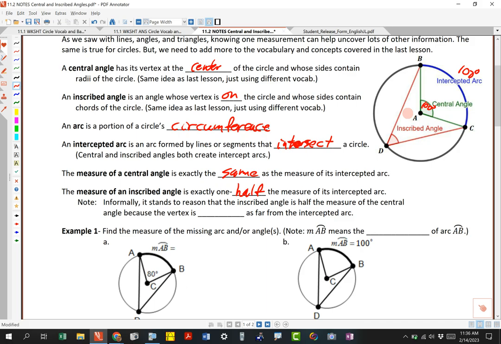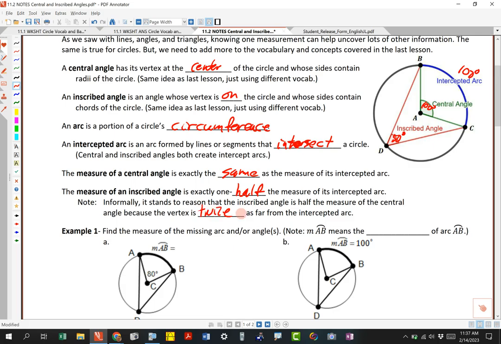Okay? Now, here's kind of a rough estimate, kind of an argument as to why this is going to be exactly half. So if that's 100, that's 100. And if this is 100, the inscribed angle is going to be exactly half of that, so it's going to end up being 50. Here's a rough reason why. It should stand to reason that because the vertex is about twice as far away from the intercepted arc, that if we move it back, it's going to shrink the size of the angle that has to intersect that. So the inscribed angle is half the measure of the central angle because the vertex is twice as far from the intercepted arc.